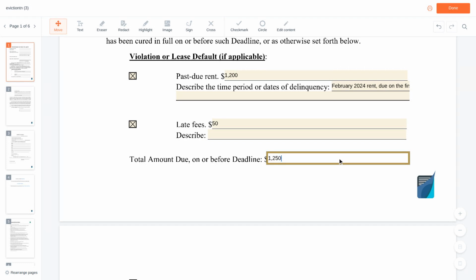Now here is something important about repairs. If a tenant wants to make repairs to fix their breach, they must first request those repairs in writing, and the landlord must authorize those repairs in writing before any work is done.